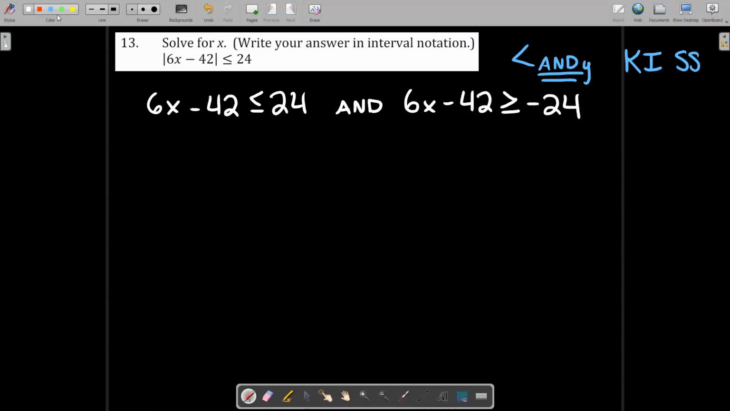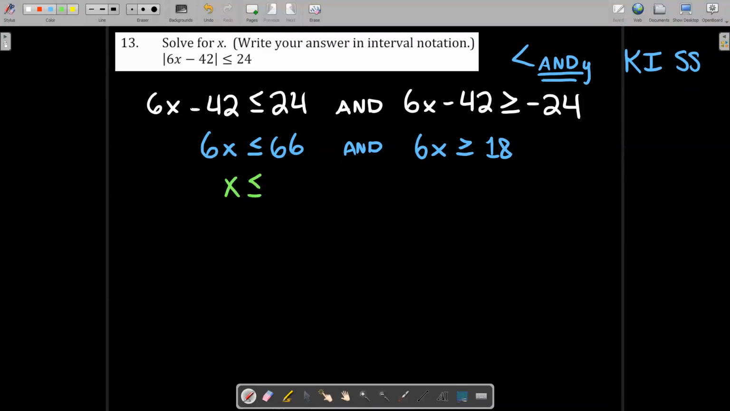And we solve them both the same way. We are going to add 42 to both sides. 6x is less than or equal to 24 plus 42 is 66. Let's go ahead and do that over here. Let's keep our and. 6x is equal to or greater than, if I add 42 to negative 24, that would be 18. And then when we divide both sides by 6, we'll get the x by itself.